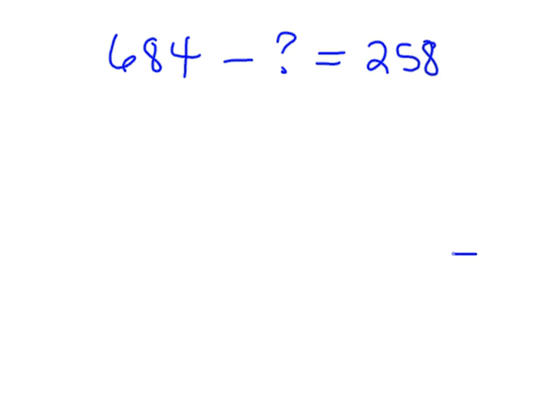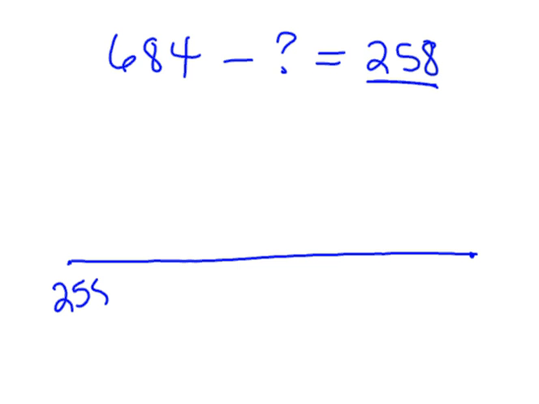So if we use our number line model to help us, we remember that our smaller number is always going to be on this end and our larger number on this end. And we're going to count up. So we know that we have this many. If we count our way up from 258 until we get to 684, then the difference between these two numbers, the space in between them, is going to give us our unknown number.